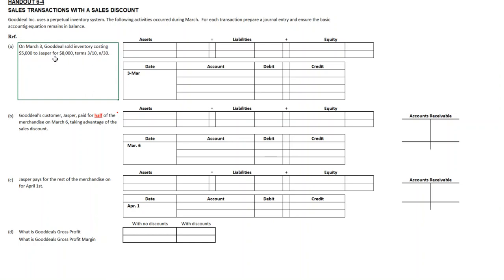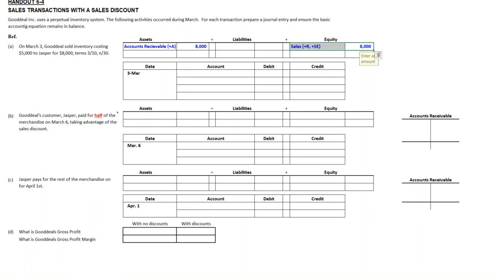So we made a sale for $8,000 to Jasper, and the inventory cost us $5,000. It's on account, so we have an increase in accounts receivable of $8,000. And again, we're going to record the sales of $8,000 with an increase to sales revenue, which will increase net income, which increases stockholders' equity or shareholders' equity by that same $8,000.